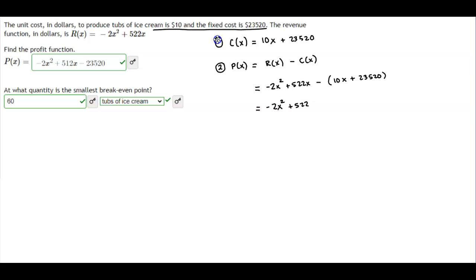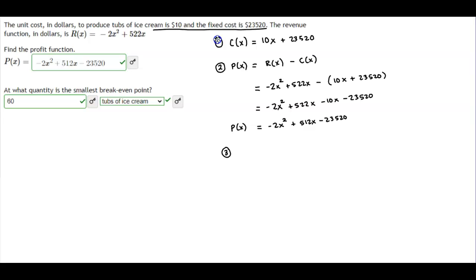we get negative 2x squared plus 522x minus 10x minus 23,520. Now if we combine like terms, we get negative 2x squared plus 512x minus 23,520. So therefore, there is our profit function.